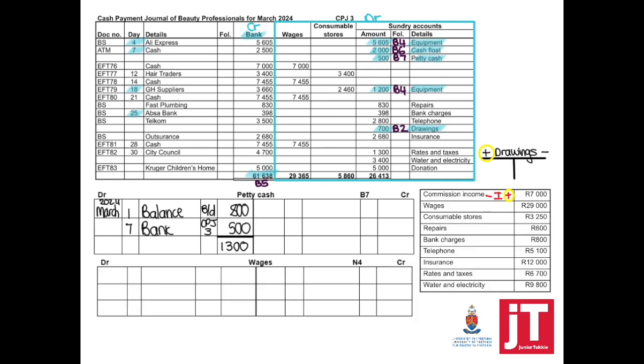We have covered all our owner's equity and assets. There were no liabilities. So now we move on to the nominal account section, looking at all our income and expenses. So the next account that we've got is wages.